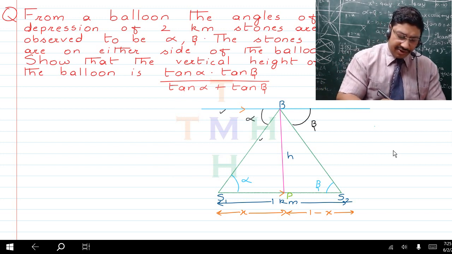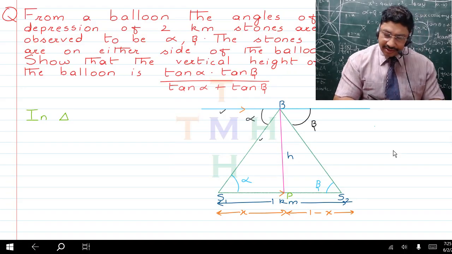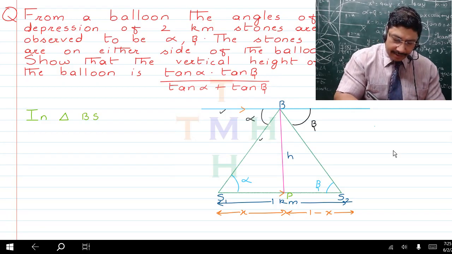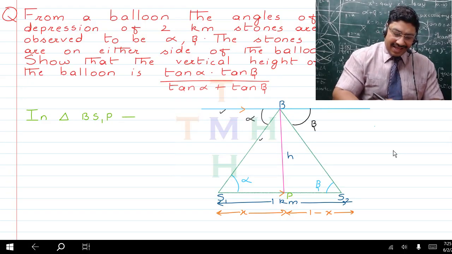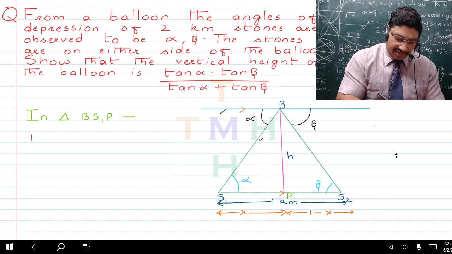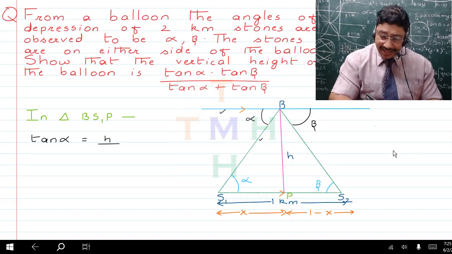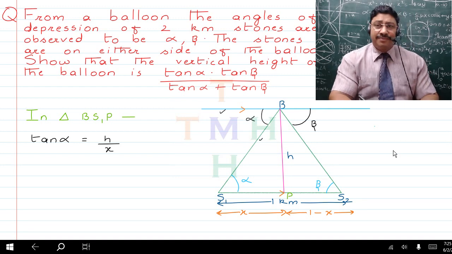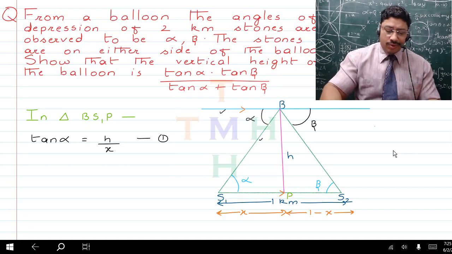So we'll talk about the first right angle triangle, that is in the triangle BS1P, right? What do we have? We have here that tan of alpha can be written to be equal to perpendicular, which is h, which is divided by the base, which is how much? Which is x, right?